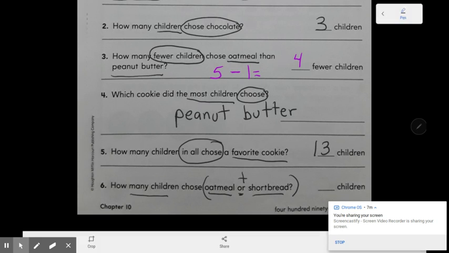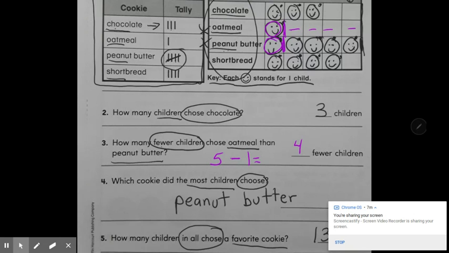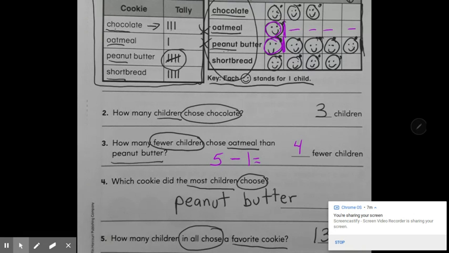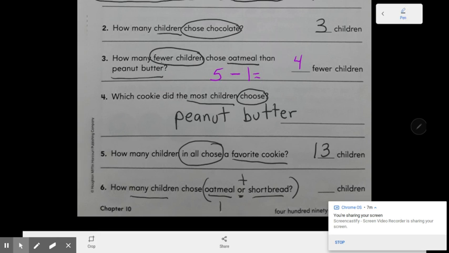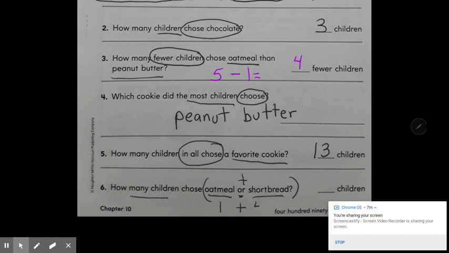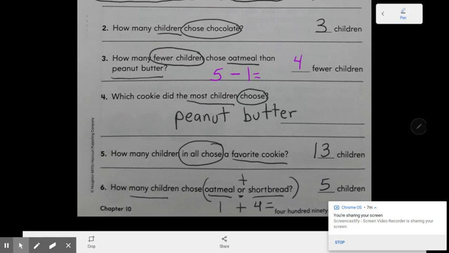So we have to go to the oatmeal. It's 1, and the shortbread is 4. So we can represent that by saying 1 plus 4 equals, you guessed right, equals 5. And that's how you would create and answer your questions.